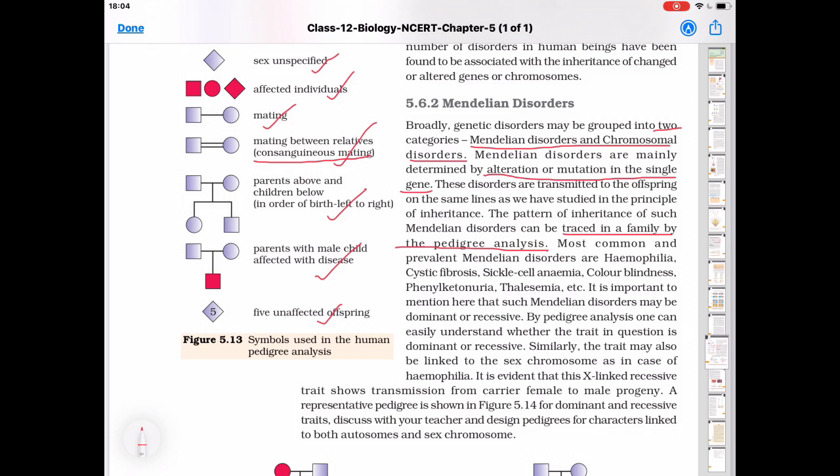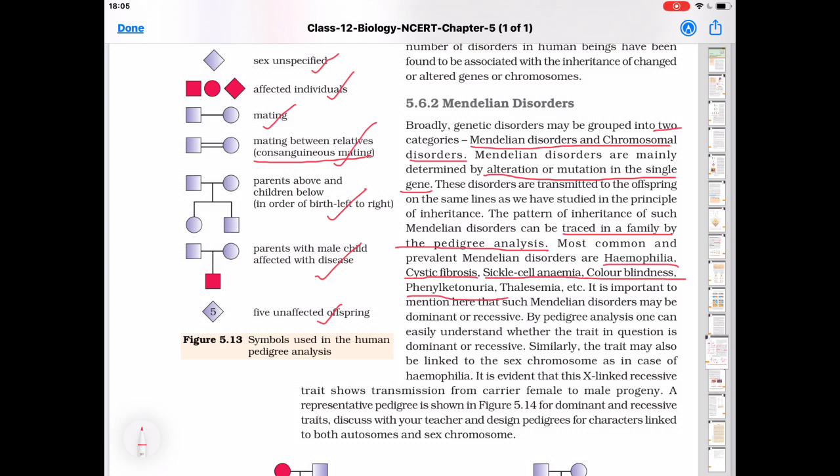Mendelian disorders include hemophilia, in which the clotting of blood is affected; cystic fibrosis, in which the mucus becomes thick and sticky and blocks the tubules of the respiratory tract and sometimes the digestive tract also; sickle cell anemia, in which the RBCs change their shape from biconcave to sickle shape; color blindness, in which the person is unable to distinguish between different colors; and phenylketonuria, which we will study.